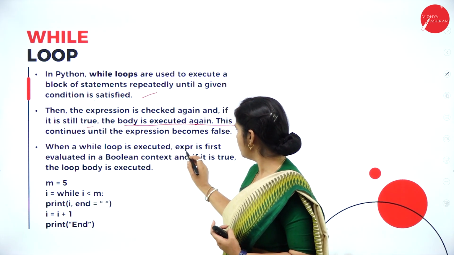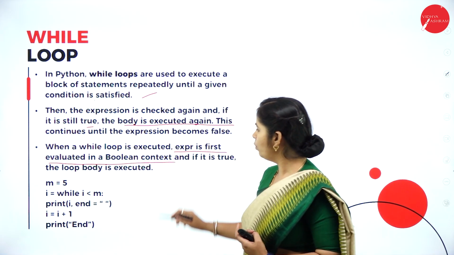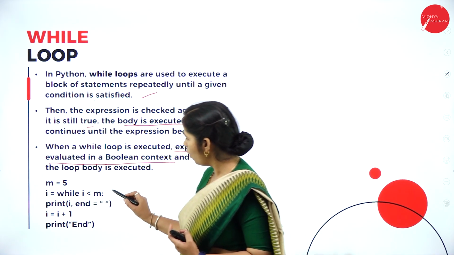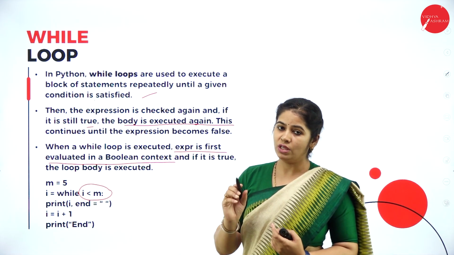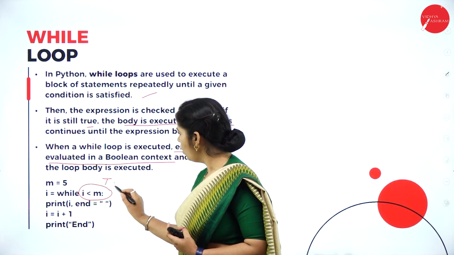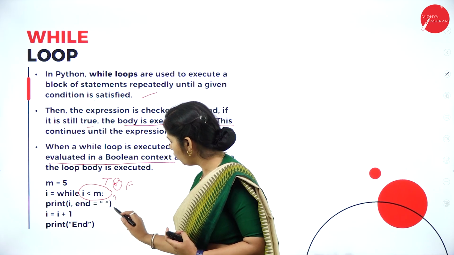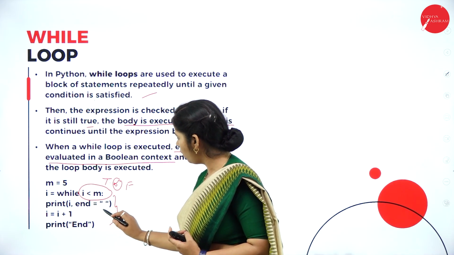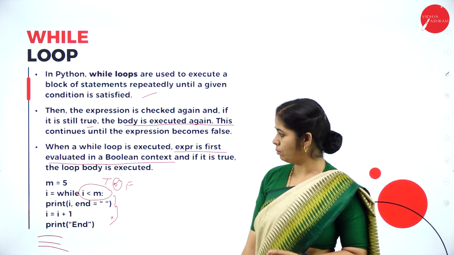When a while loop is executed, the expression is first evaluated in the Boolean context, which is the expression while I is less than M. This is the expression which is evaluated in Boolean context. Boolean context means true or false. Okay, if it is true, I am going to execute this. If it is false, I am not executing this. I am executing the remaining statements.